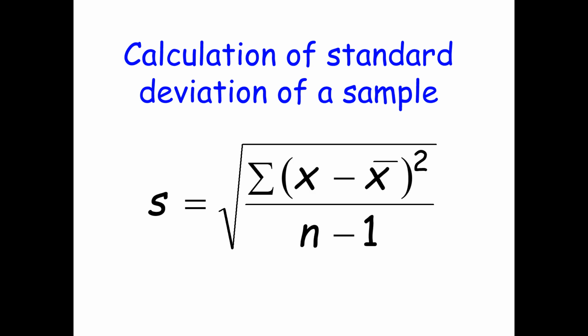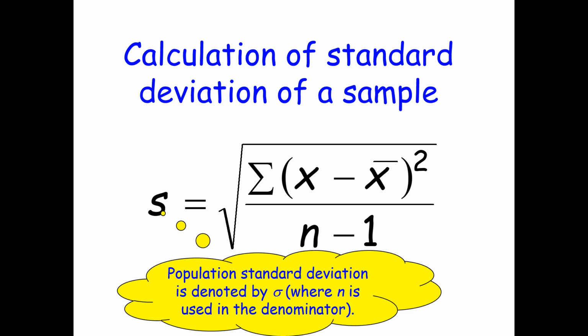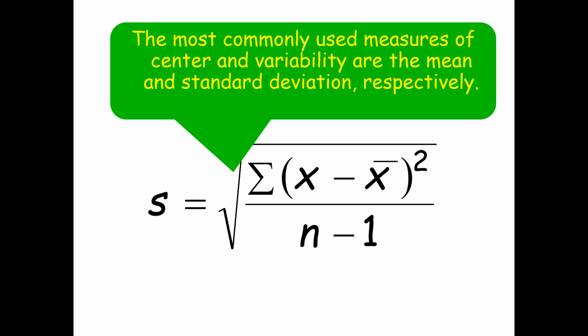So the calculation of standard deviation of a sample is this equation. s equals the square root of the sum of the variance, divided by n minus 1, which is our degrees of freedom. Now, this is for our sample deviation. If we wanted to find our population standard deviation, we would use a sigma. Now, the most commonly used measures of center and variability are the mean and the standard deviation, respectively.